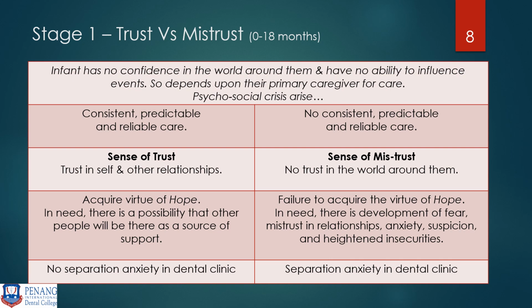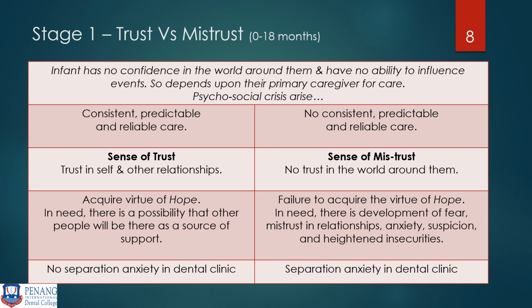If it is not consistent, so the child does not get consistent and predictable and reliable care, maybe he's in the foster home, maybe under the care of the grandparents, or the care is just not there. So if the child is crying, he doesn't get milk on time. If the child soils his diapers, it's not changed in time. So the child basically does not receive care, and then he develops the sense of mistrust, so that he cannot trust anybody because the care is not predictable.